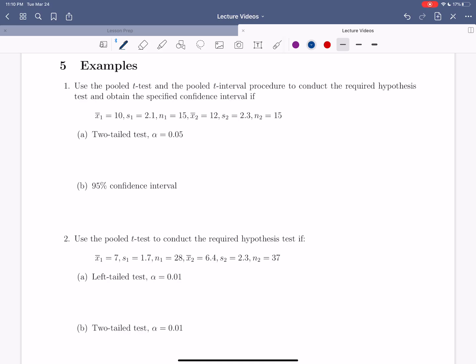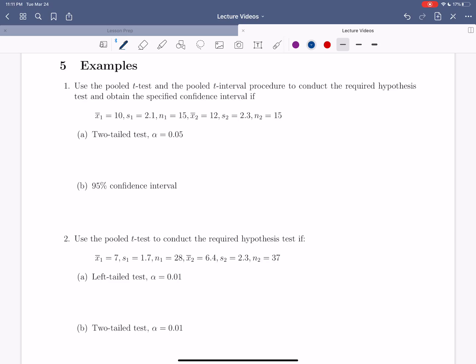All right, now we're ready to talk about our examples. I just want to go through and do each of these example problems that I've laid out. So for number one, we want to do a pooled t-test. Remember that means that we're assuming that the population standard deviations are equal.